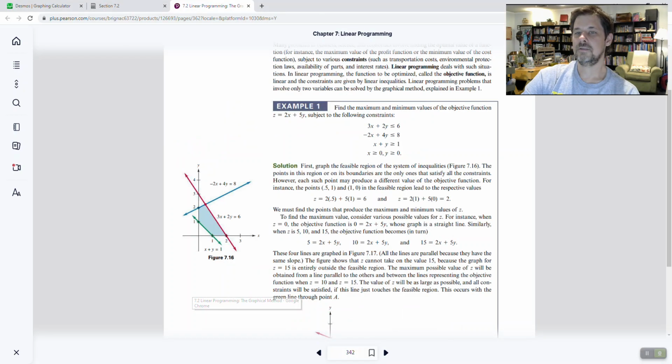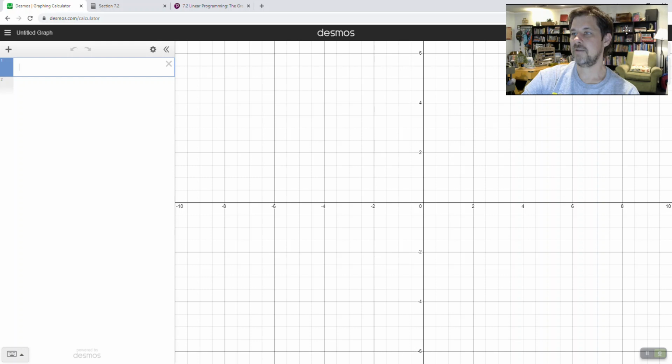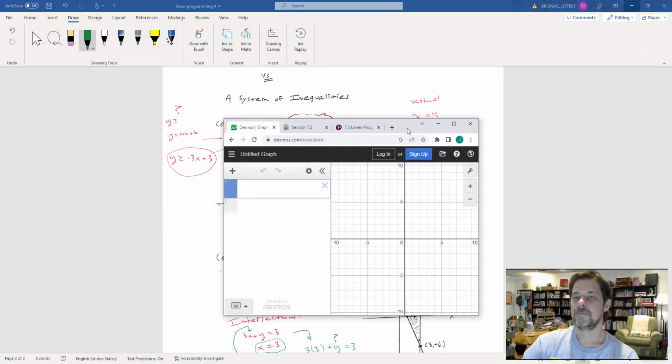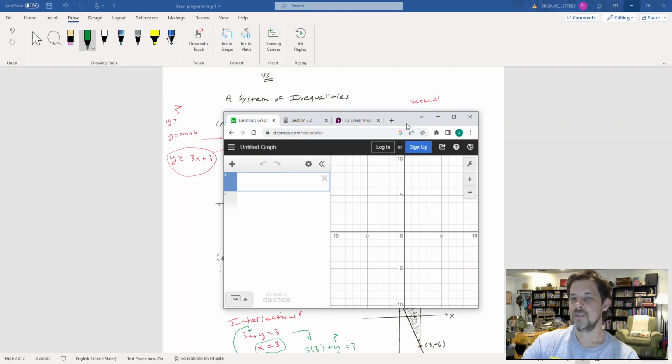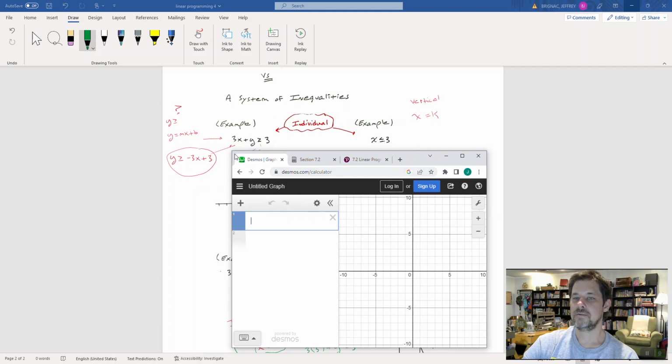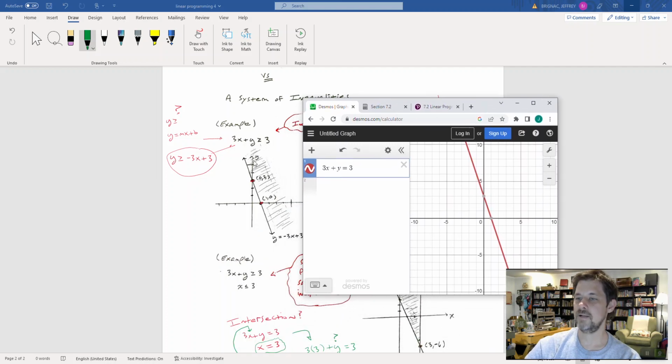So let's do it like this. Here's a graphing calculator that I use sometimes, okay, at desmos.com. And let's say I wanted this one, okay? So I'll type in 3x plus y equals 3. Okay, like that. And what it's giving me is the line that you see right here. Okay? In fact, it's using the same 2 points highlighted that I originally had.